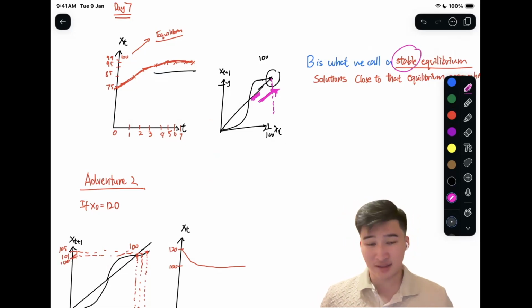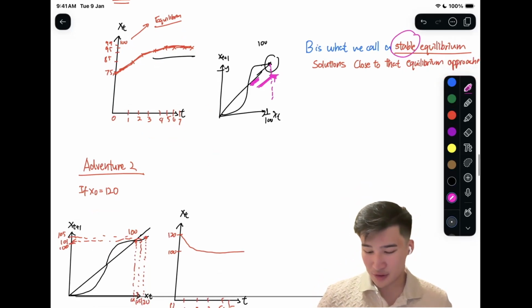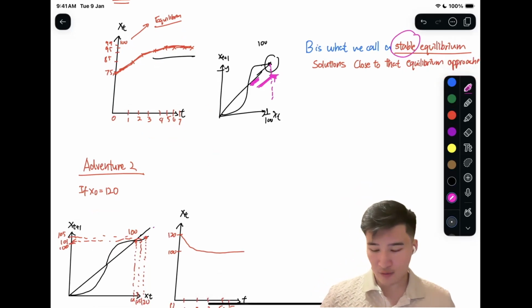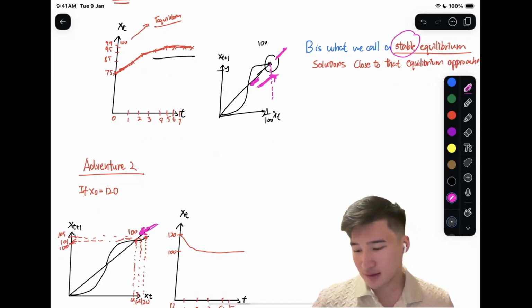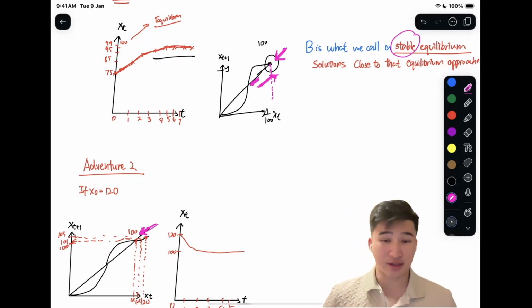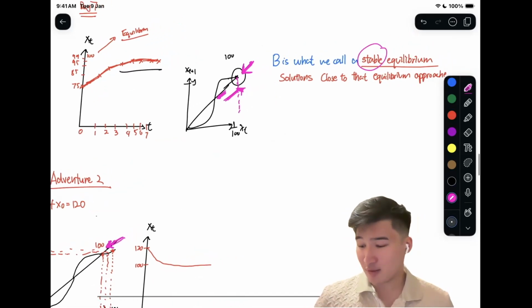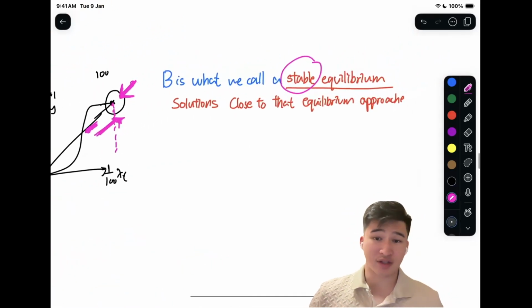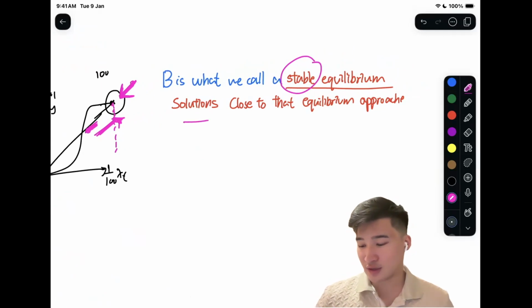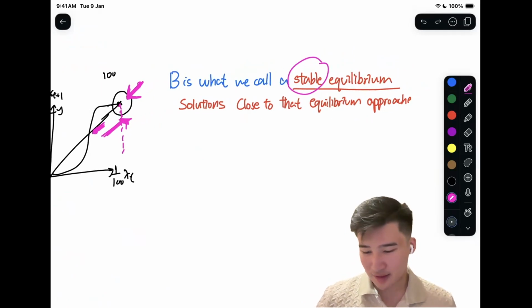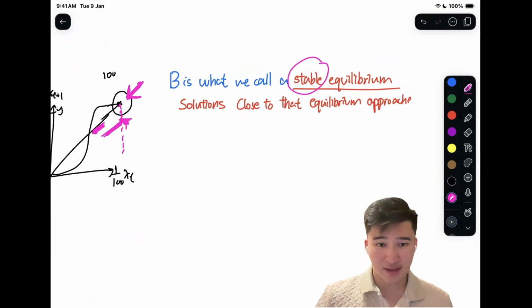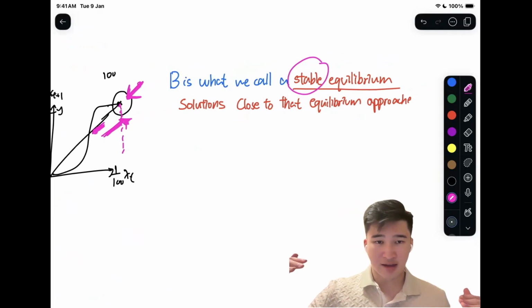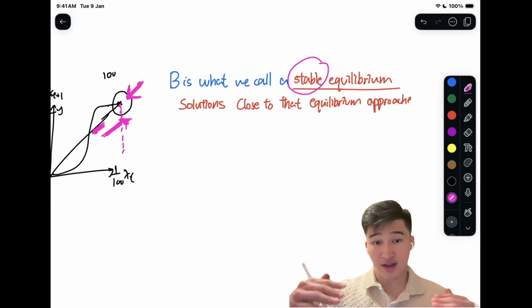And the reason why I call it a stable equilibrium is, look at Adventure 2, when it overshoots 100, we're going to be above 100 for a little, but it actually pushes back to the same point, 100. So that's why this is what we call a stable equilibrium. By the definition, a stable equilibrium is one where solutions close to that equilibrium approach that equilibrium. So basically you see from the left-hand side and from the right-hand side, both merge into that single point. So that's why it's pretty stable.